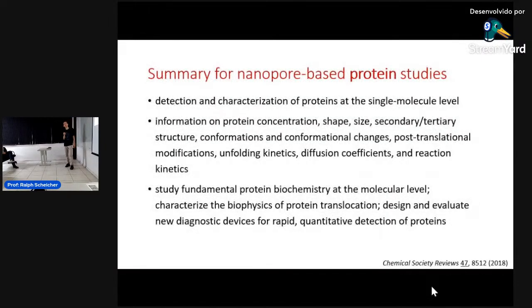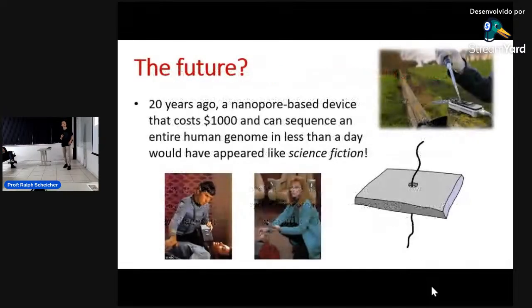For the protein studies with nanopores, as I've shown you, it allows to detect and characterize proteins again at the single molecule level, which is something that scientists are very much interested in, and you can get information on a whole range of protein properties. I'm not going to read this whole list here, but basically you can really do very interesting science on individual proteins. And what's the future holding then?